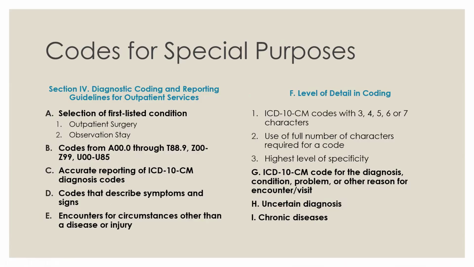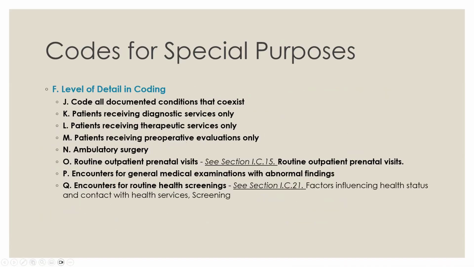Chronic diseases treated on an ongoing basis may be coded and reported as many times as the patient receives treatment and care for these conditions. We want to make sure that we code all documented conditions that coexist. Do not code conditions that were previously treated and no longer exist. However, history codes from Z80 through Z87 may be used as secondary codes if the historical condition or family history has an impact on the current care or influences treatment.